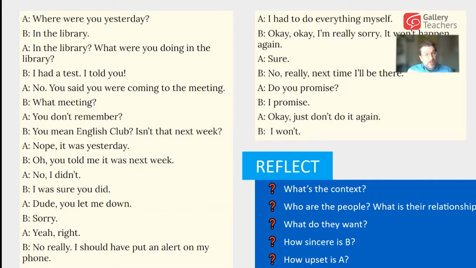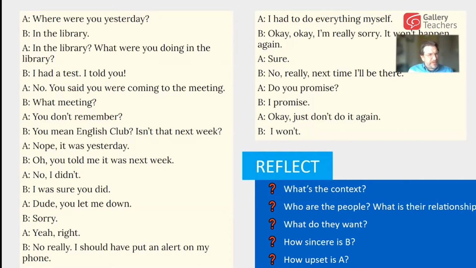So I would put students in pairs and I would ask them to take a look at the script and think about, what do they think the context is? Where are these people? What might be going on around them? Who are these people? What do we know about them? Their status, their relationship, anything else, their past history. What do both of them want out of this conversation? How important is this apology? How important is it to avoid a conflict?